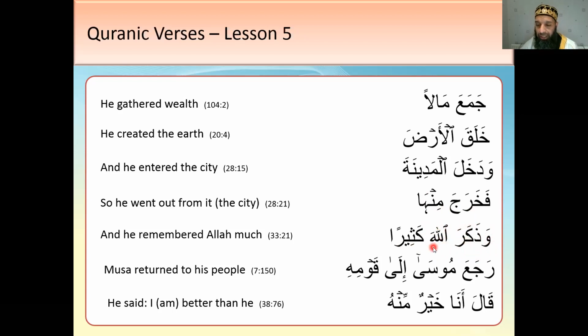And he remembered Allah. Yeah, Allah is mansoob, so that means the verb is being done to Allah. So the remembrance is being done about Allah. So, وَذَكَرَ, and he remembered Allah كَثِيرًا. A lot. Yes, a lot. Much.